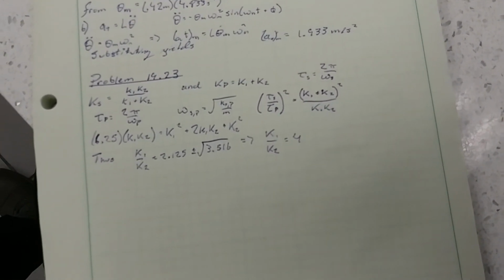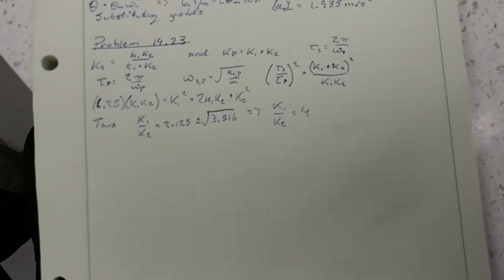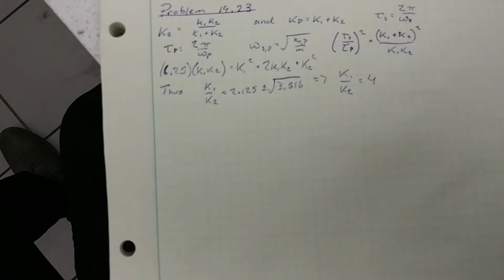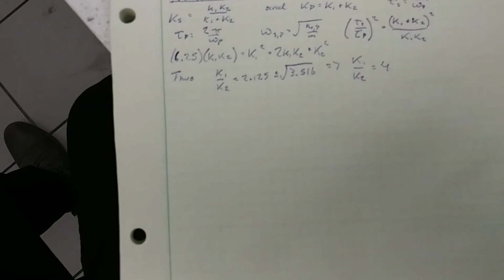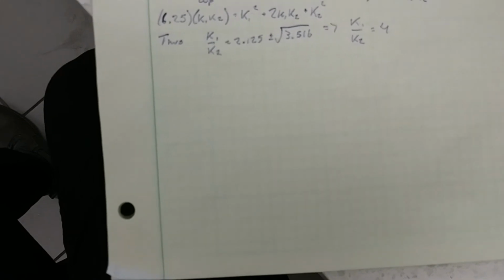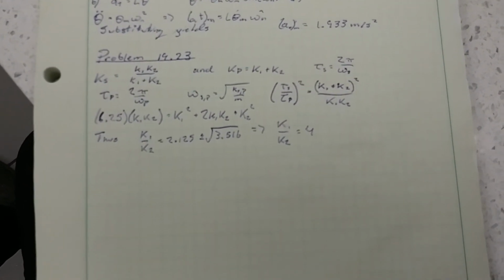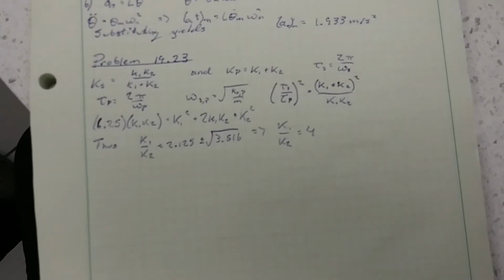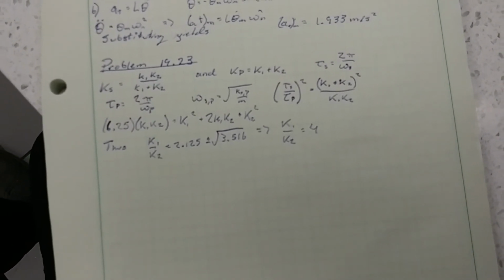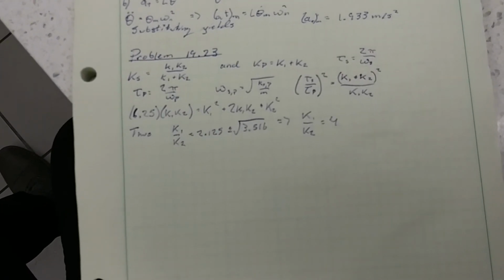Alright, so we start out with our equivalent springs equations. So we've got our springs in series and parallel. So we've got those two equations. We've got our K sub s and our K sub p. And then we're going to take our tau sub s equals 2 pi over omega s and our tau sub p, which is the same thing, over omega p. And then we know the relationship between omega. So omega equals the square root of k over m, and it's both for s and p.